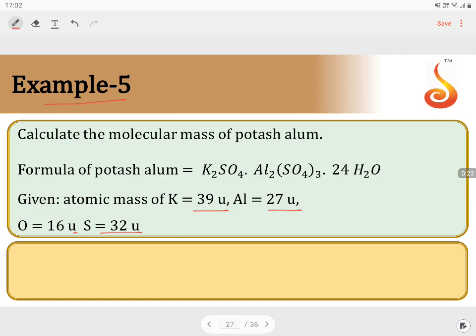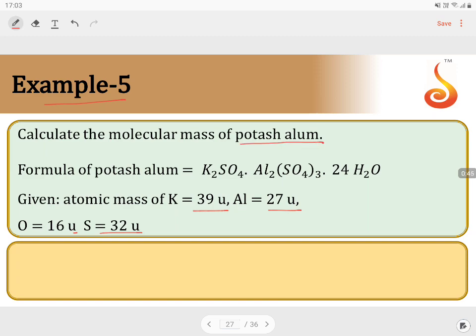That means in case they don't mention the atomic masses, you can take the rounded off values of the atomic masses with no decimal values. But if they give them, you have to consider them. We already understood this point. Moving forward, we are going to calculate the molecular mass of potash alum.